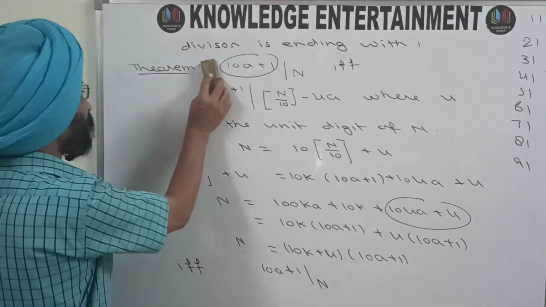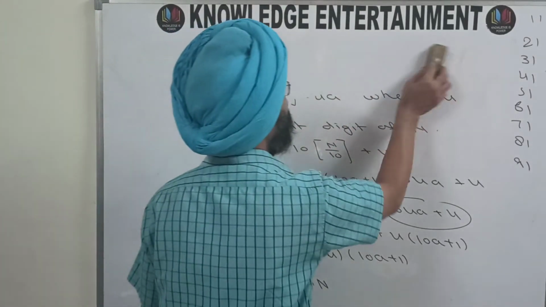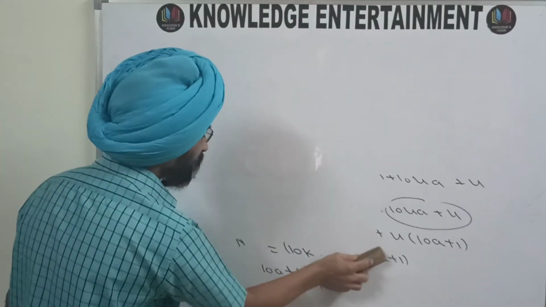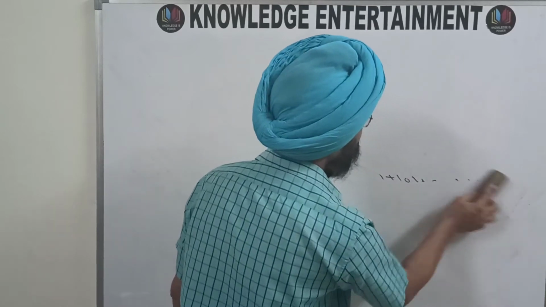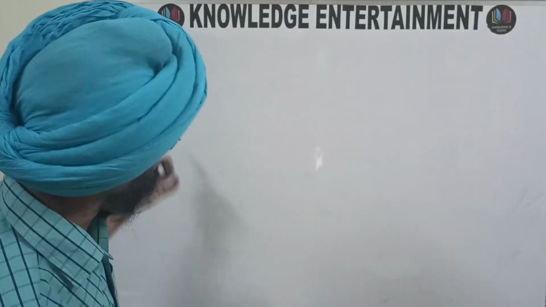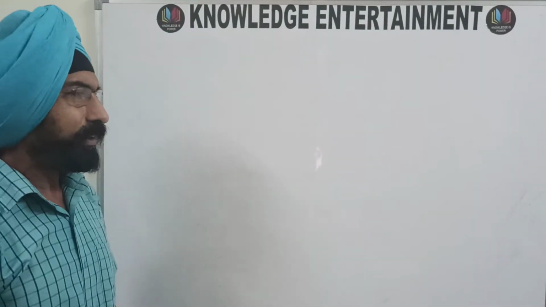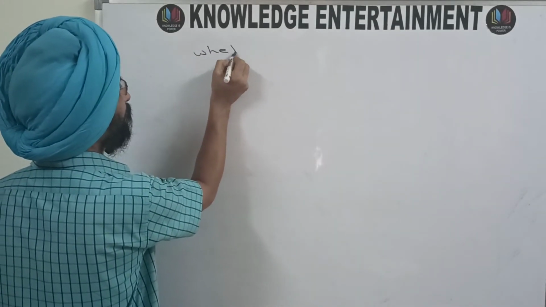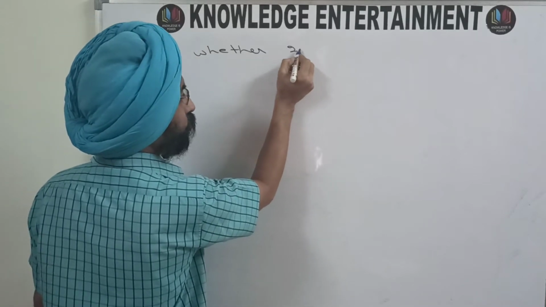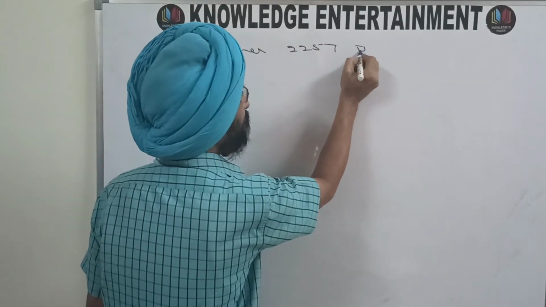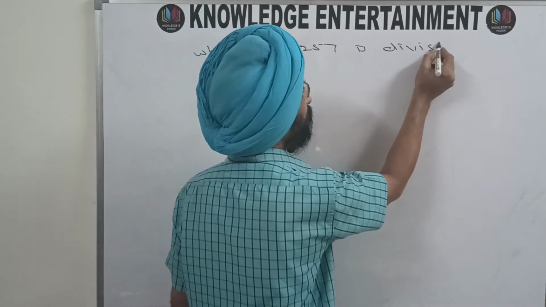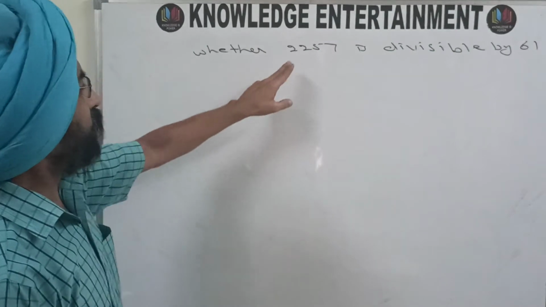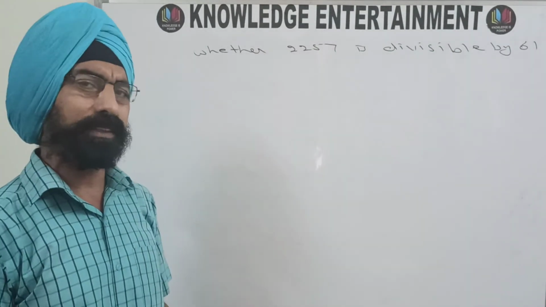The very interesting problem, the very interesting application of number theory. So I'll check two numbers, one at the basic level, then one problem where I will repeat the process in 2 or 3 steps maybe. So suppose you want to check whether this number 2257 is divisible by, let's say, 61. I want to check whether this 2257 is divisible by 61 or not.